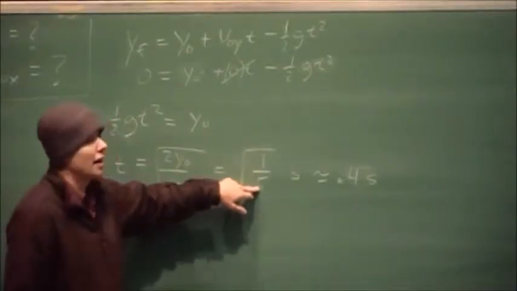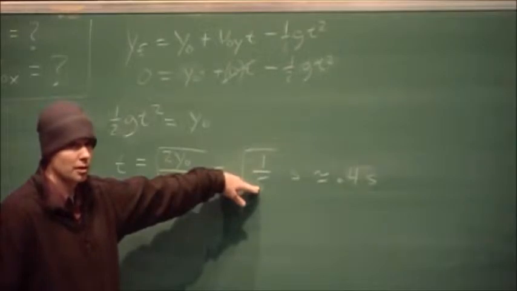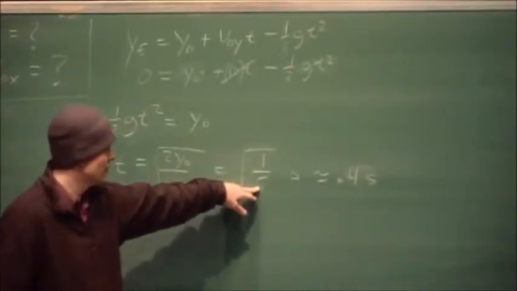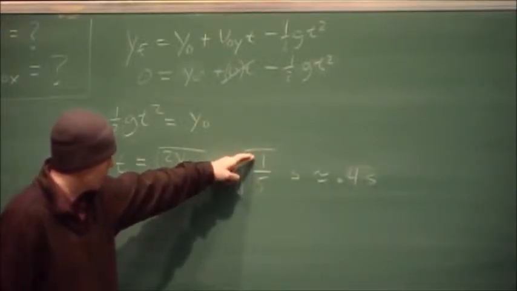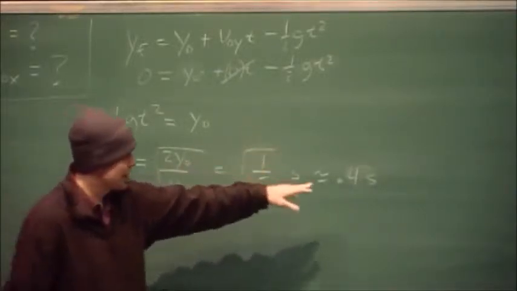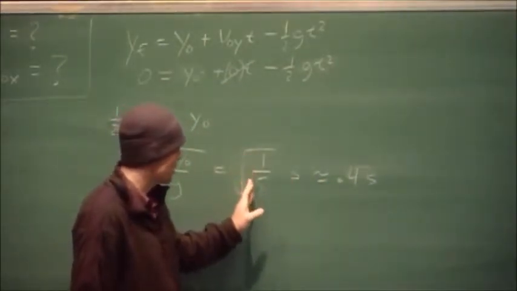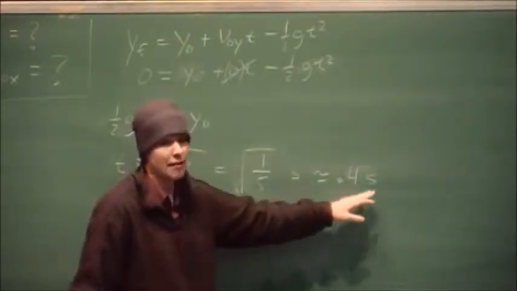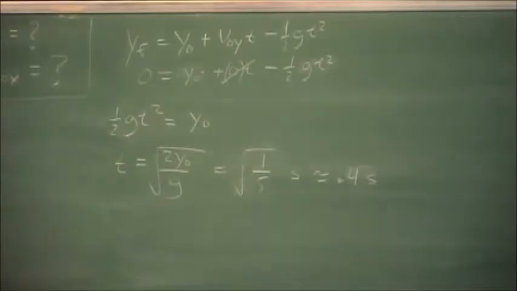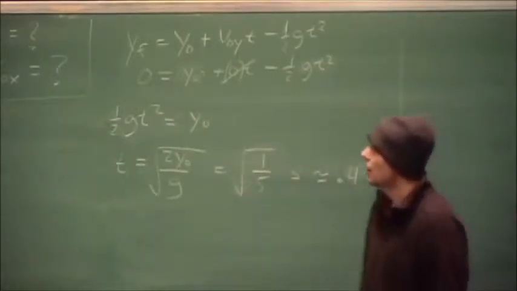So 1 over root 5, so the square root of 5 is like 2.2, somewhere in there. But we'll just round. If I have 1 over that, it's a little bit less than, so if this is 1 over 4, this would just be 1/2. And so I would get 1/2 of a second, but this is a little bit less than 1/2 second. I'm just saying 0.4 seconds. Okay, so that's how long it was in the air.